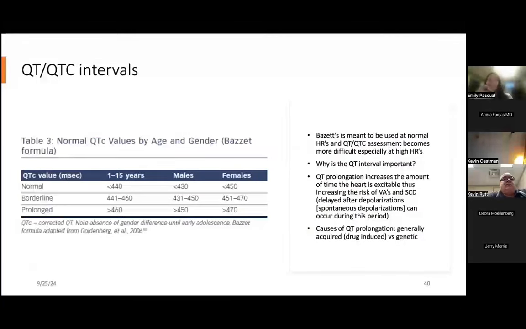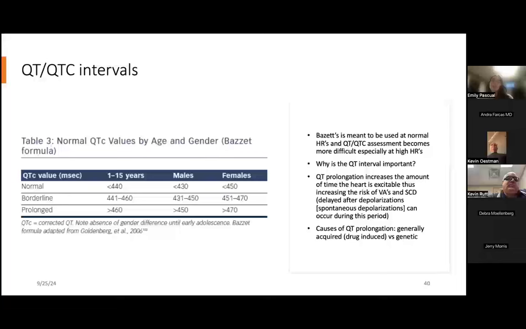So QT intervals. As I mentioned to you, that 460 is sort of a blanket number. These are the more normal criteria for normal QT and QTc based off of age and gender. And as I mentioned, you do need to correct for the heart rate. The QT interval is clinically important because as the QT interval prolongs, it increases the amount of time the heart is excitable. And so that increases the risk of ventricular arrhythmias and sudden cardiac death.